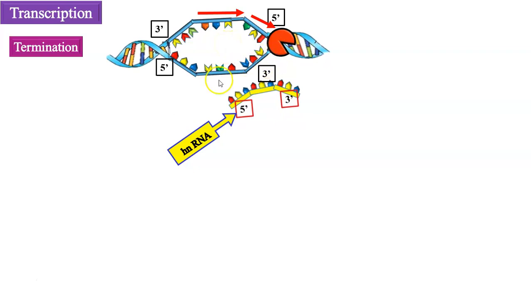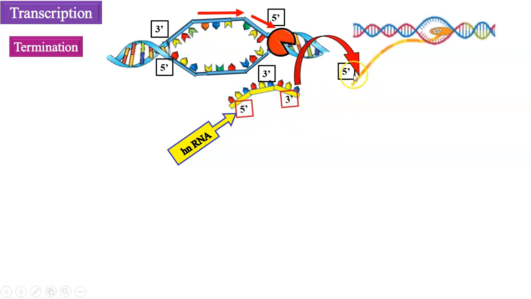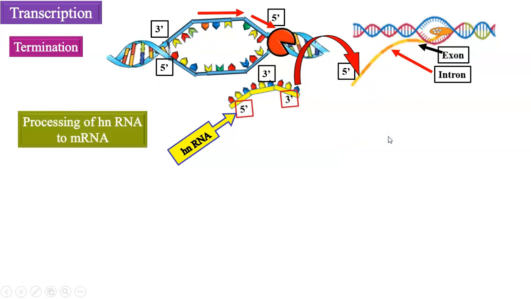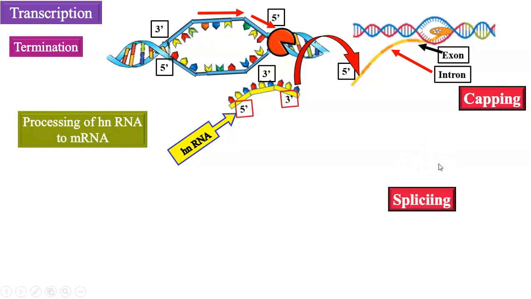The primary transcript or heterogeneous nuclear RNA is not a functional RNA because it has, we can see here, both exons and introns, and therefore this needs to undergo the process of maturation, and this maturation process involves 3 steps: capping, splicing, and tailing.